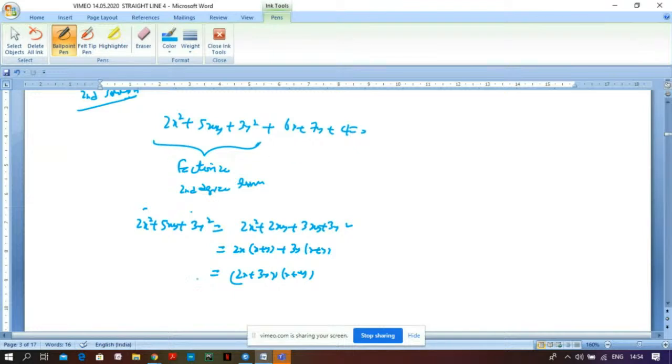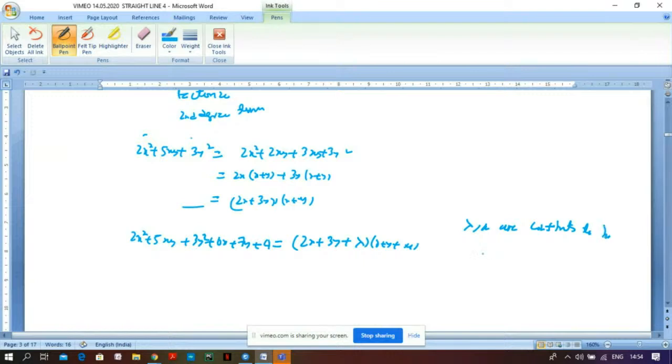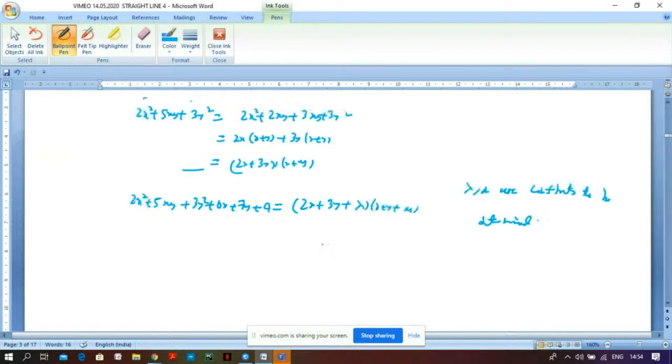Slopes are determined. Now the only thing left is the constants of the equation. Based on this factorization, I can write 2x squared plus 5xy plus 3y squared plus 6x plus 7y plus 4 as, look at it carefully, 2x plus 3y plus some lambda, times x plus y plus some mu, where lambda and mu are constants, numbers. They are constants to be determined, because the factorization is not complete right now.